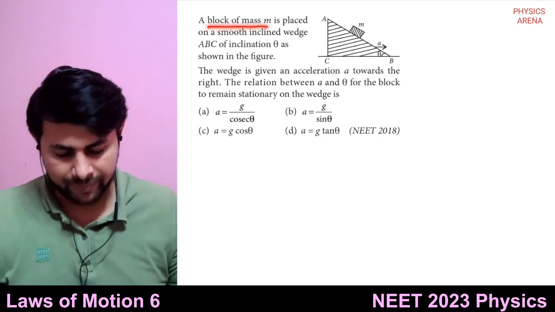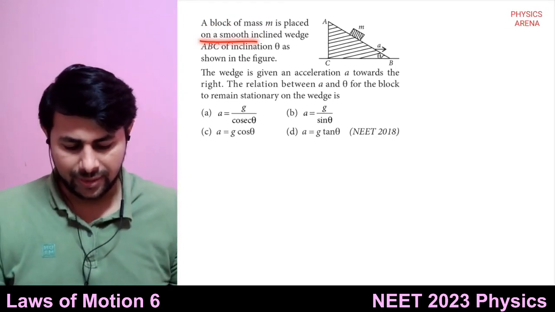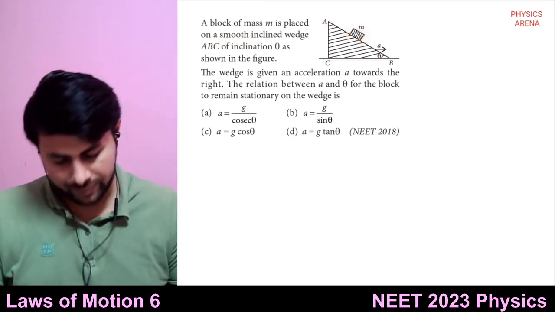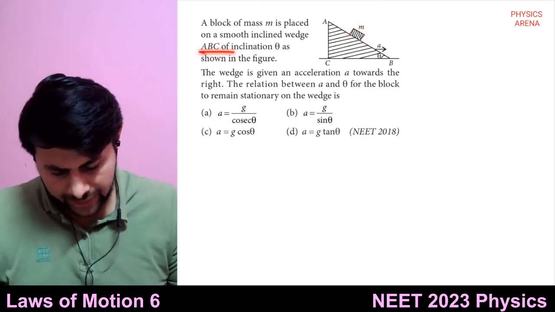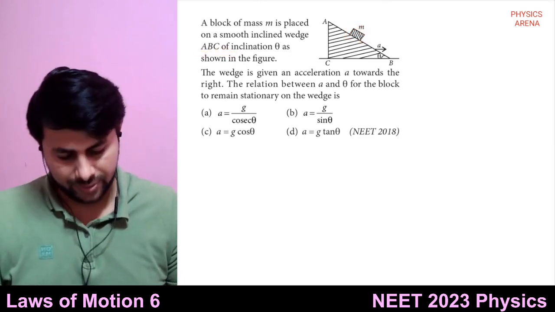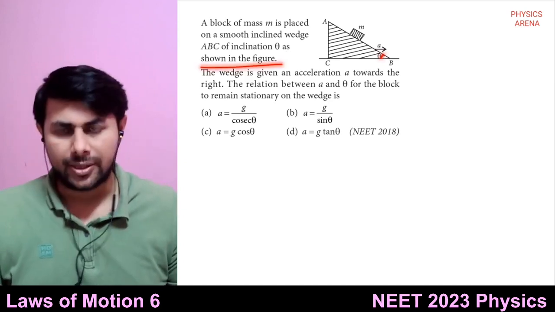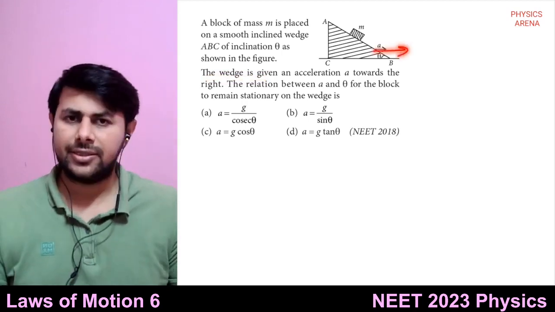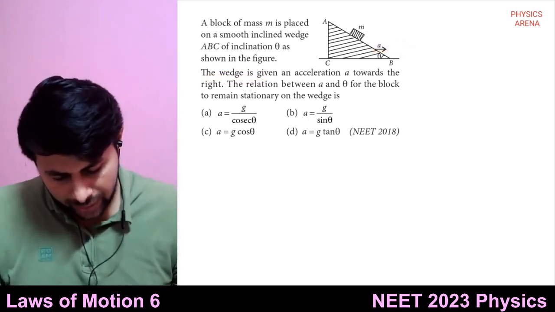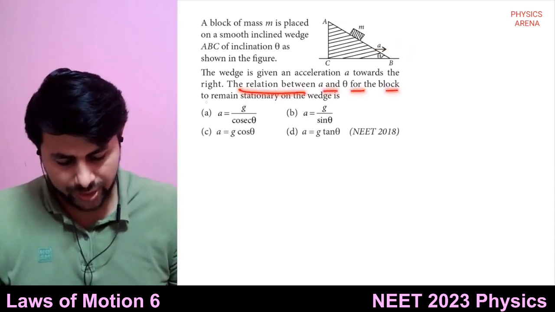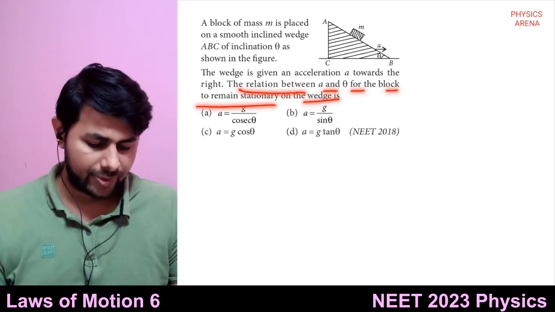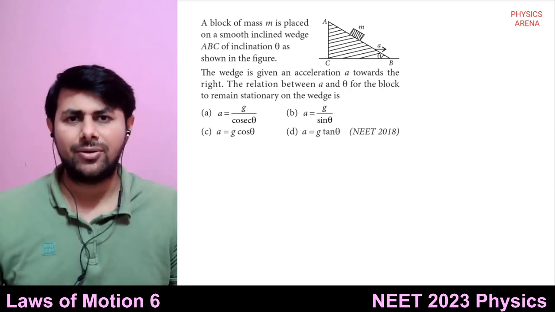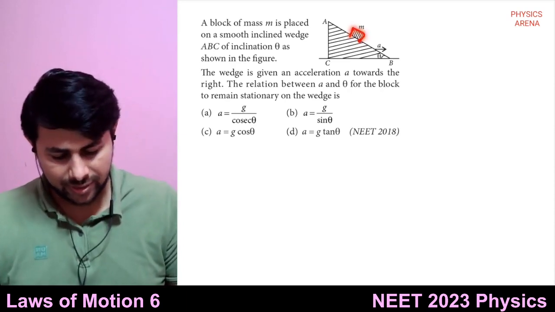A block of mass m is placed on a smooth inclined wedge ABC of inclination theta. This is that smooth inclined wedge, and this block is kept here. The inclination is theta, as shown in the figure. The wedge is given an acceleration a towards the right. Find the relation between a and theta for the block to remain stationary on the wedge. So how much should that acceleration be?